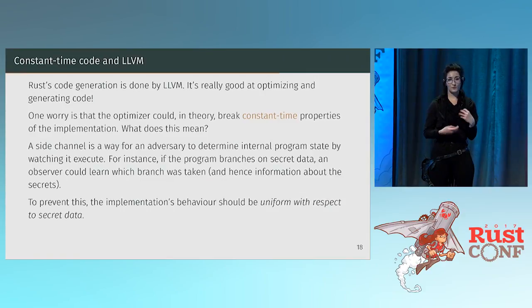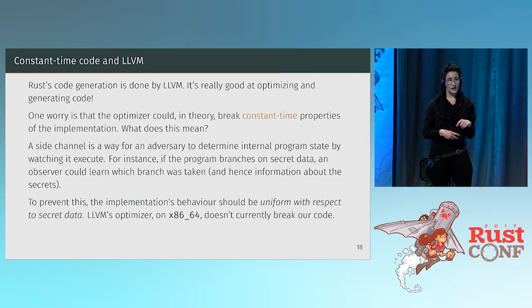So to prevent this, we have put a lot of effort into, as you saw, propagating the carries in Harry's code. There's all these crazy bit shifting operators everywhere, and crypto code just tends to look weirder because of this. For LLVM's optimizer, it turns out that it's not breaking our code as far as we can tell for x86, and we've sat there and geeked out on the assembly for hours and hours and hours, way longer than I would like to.